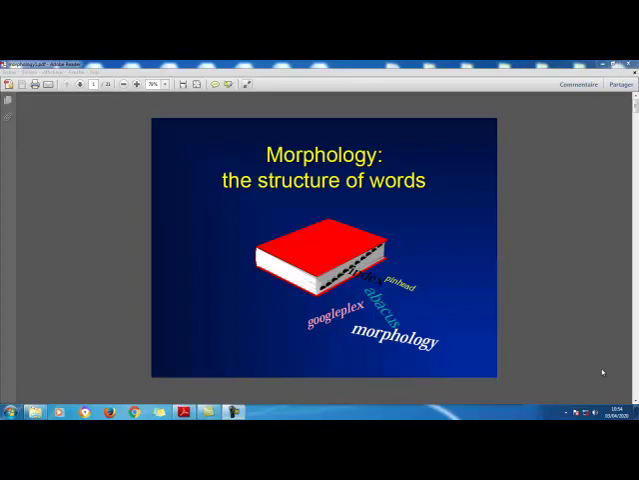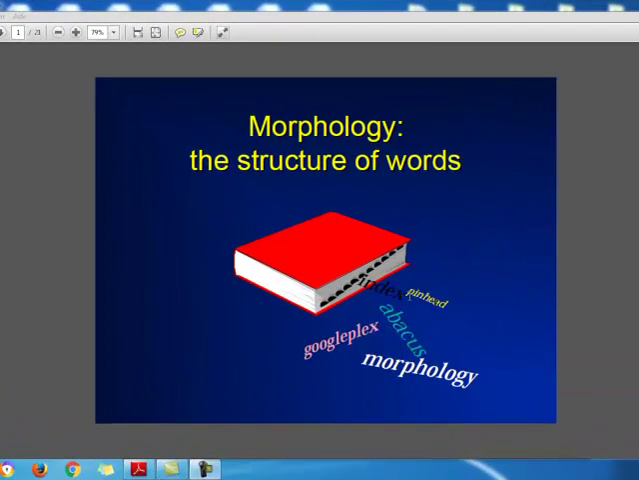Morphology is the branch of linguistics which is concerned with the structure of words, which means, in other words, it is concerned with how words are being formed. So it's the study of word formation, and word formation is going to be the main topic that we're going to explain through this and the next lectures.